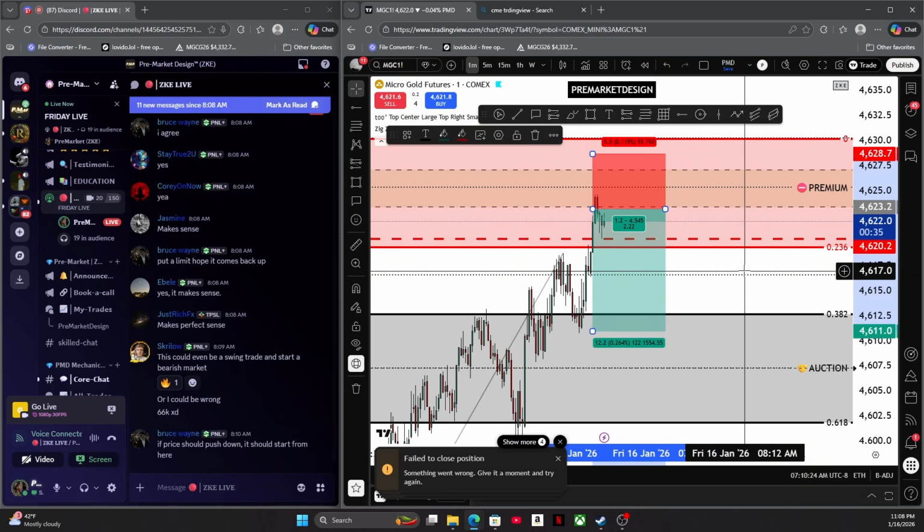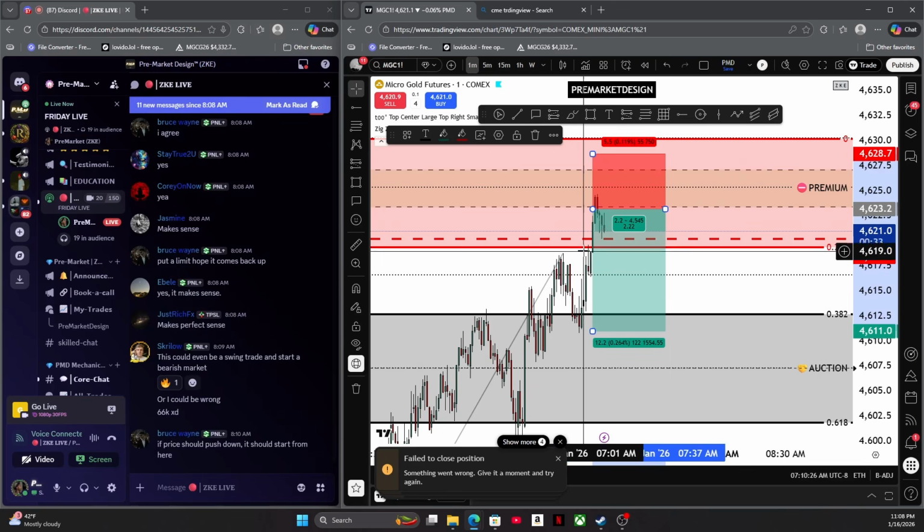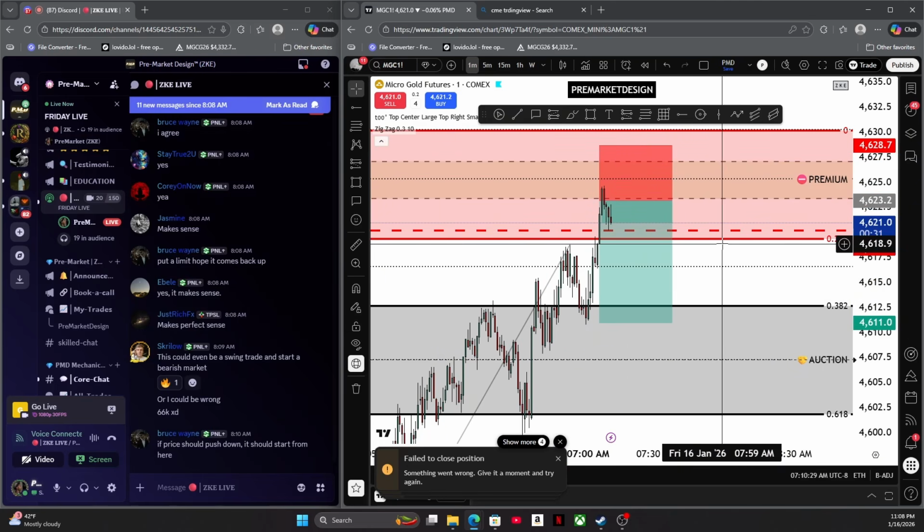If price should push down, it should start from here. Yeah, exactly. If price is gonna push down, it's gonna push down exactly where we entered, at that exact entry.